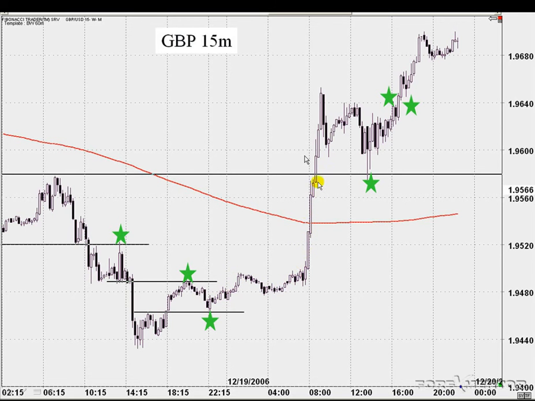Then we see a big market rally. Price pushes through the high. Resistance becomes support, and price responds. And then resistance, price responds to resistance there. Then resistance becomes support. Price comes back and responds and rallies.